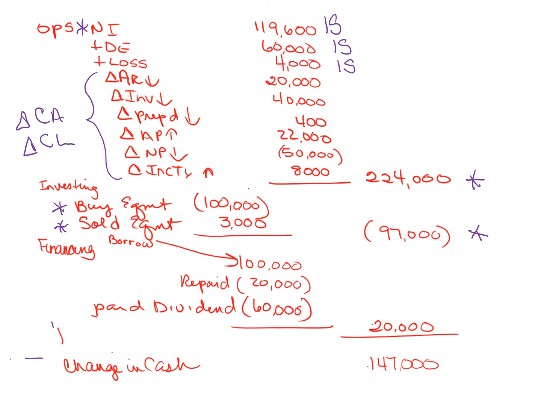Then I figured out my financing because I borrowed $100,000 to buy that equipment. So that's a source of financing. That was the change in the long-term debt. I also, from my analysis, figured out that I repaid $20,000, and then analyzing retained earnings, I figured out I paid dividends of $60,000. So a change from financing of $20,000 inflow. And adding and subtracting those operating, investing, and financing, I find that the change in cash is $147,000.